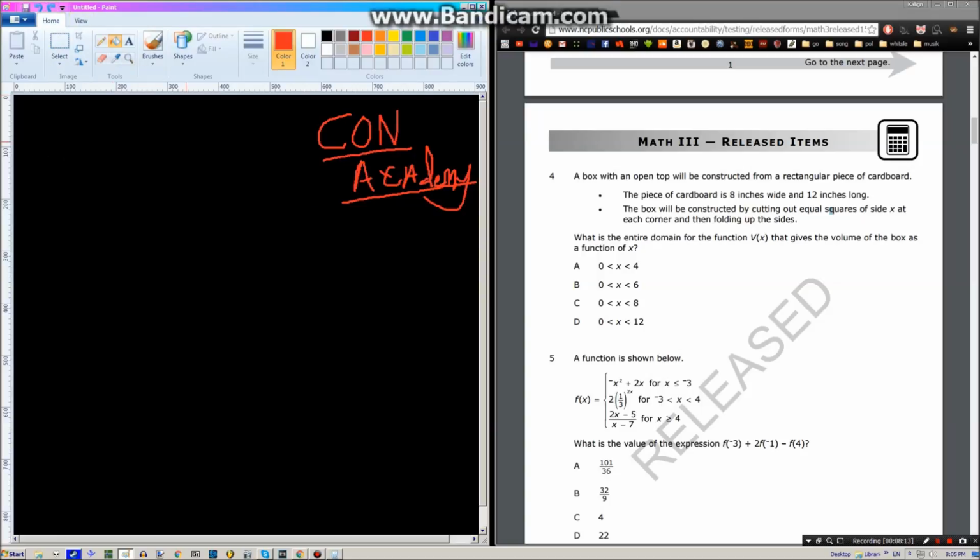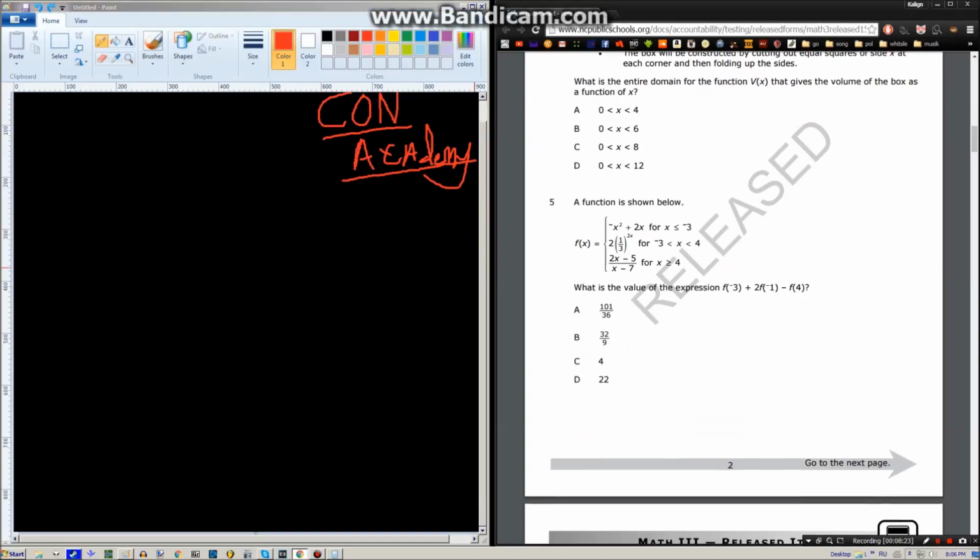All right, question number 5. Now this one just takes a lot of writing. I'm not gonna painstakingly write everything out, but what you have to do is find which one of these matches up with this, essentially. So for the first one right here, since x has to be equal to or less than -3, it's going to be this one. So you're just going to plug that in there.